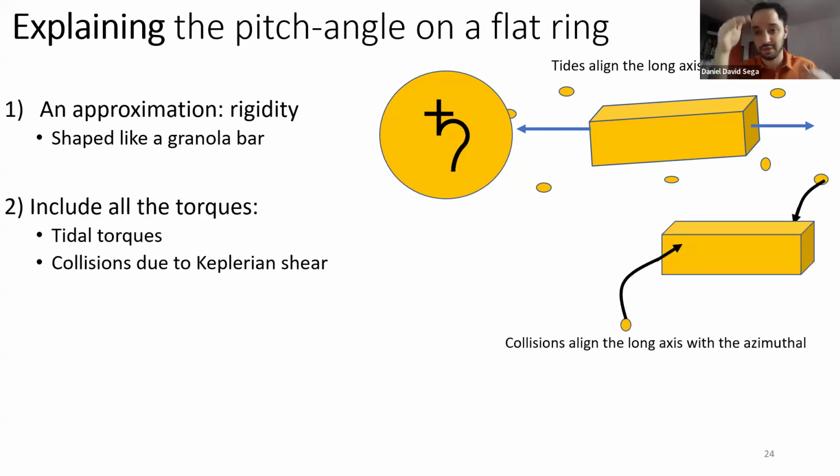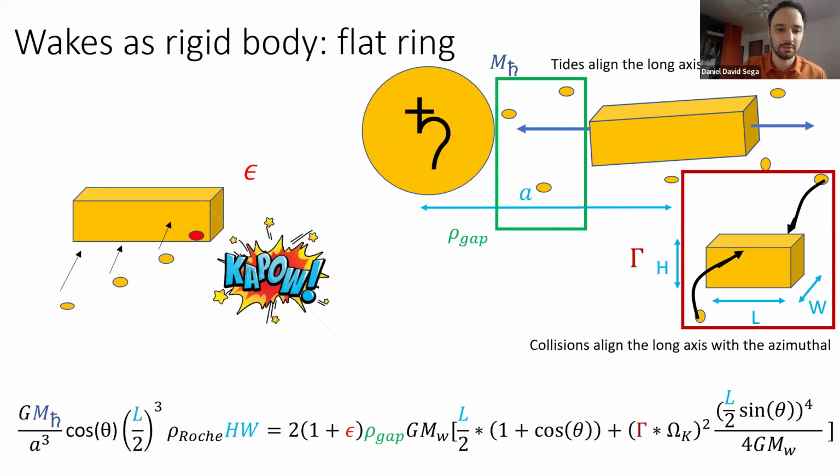In the case of the flat ring, the important torques are the tidal torque, which is aligning the long axis with the planet. And also, if you're aligning with the planet and you have a Keplerian shear, there are going to be collisions due to the particles in the Keplerian shear. And that's going to want to align the long axis with the azimuth. So there's a question of, is there an equilibrium angle? And the answer is yes, there is an equilibrium angle.